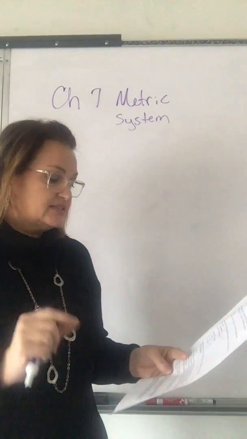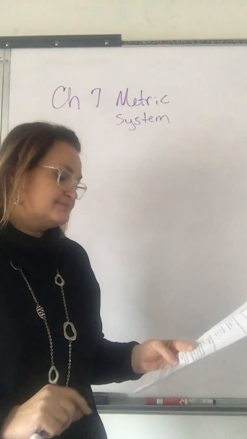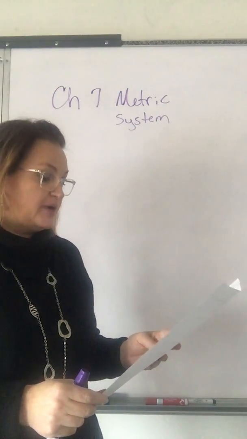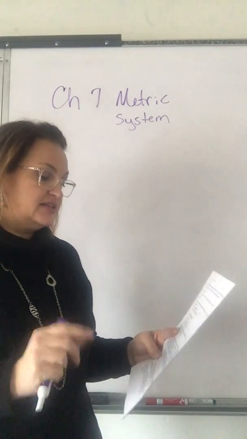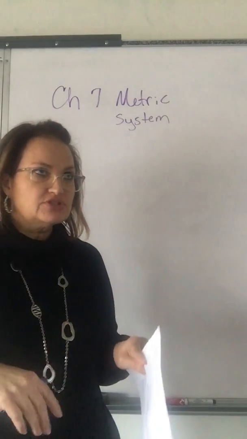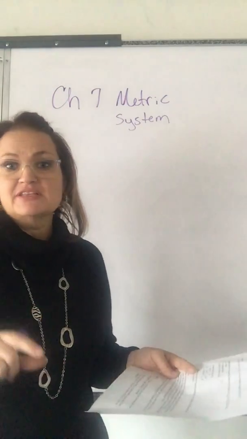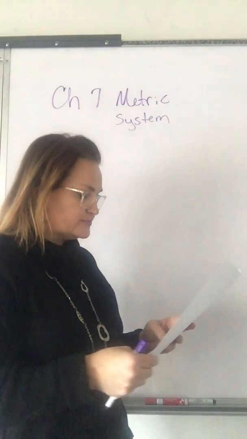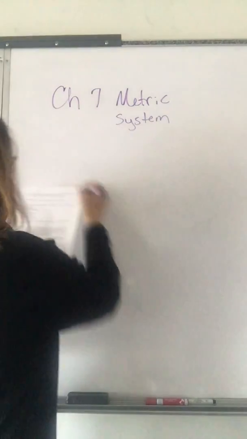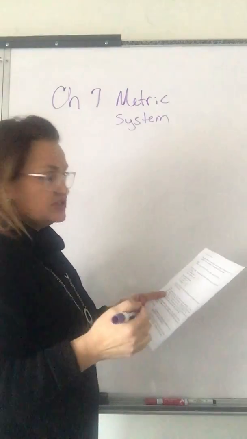A liter is a little larger than a quart, if you know what your quart jars look like when you can beans. Liters are used in place of pints, quarts, and gallons, and a liter is divided into 1,000 equal parts. You can visualize a liter and divide it by 1,000, that's a milliliter, a very tiny measure.